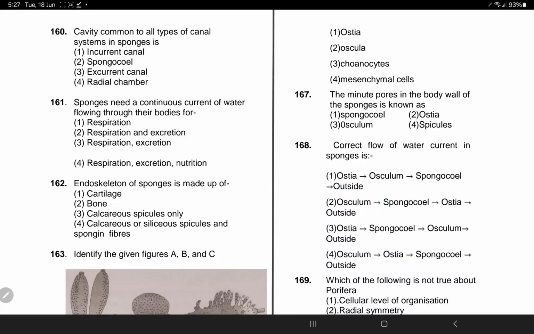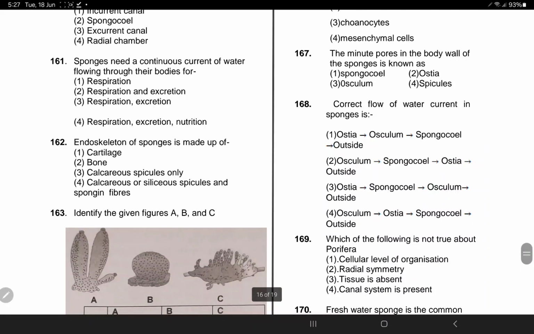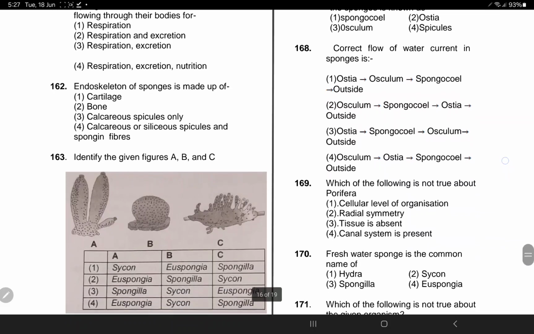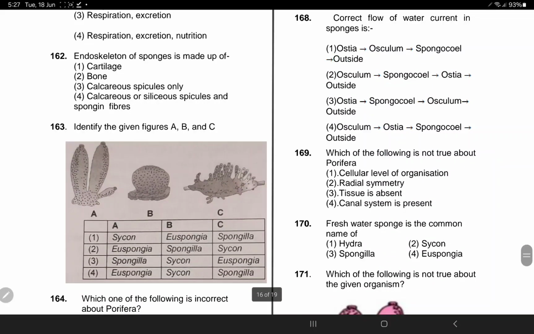Cavity common to all the type of canal system in sponges is spongocoel. Option 2 is correct. Sponges need a continuous current of water flowing through their bodies for respiration, excretion, nutrition. Option 4 is correct. Endoskeleton of sponges is made up of calcareous, siliceous spicules and spongin fibers. Option 4 is correct.